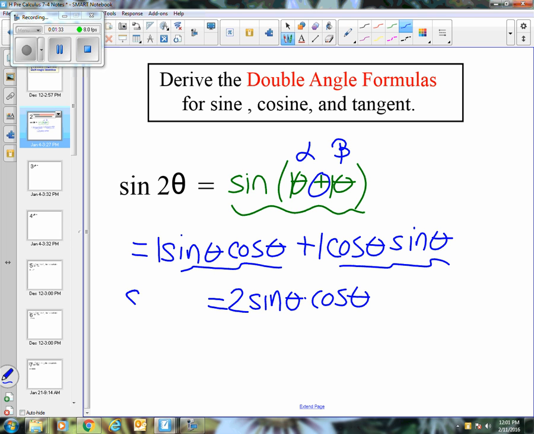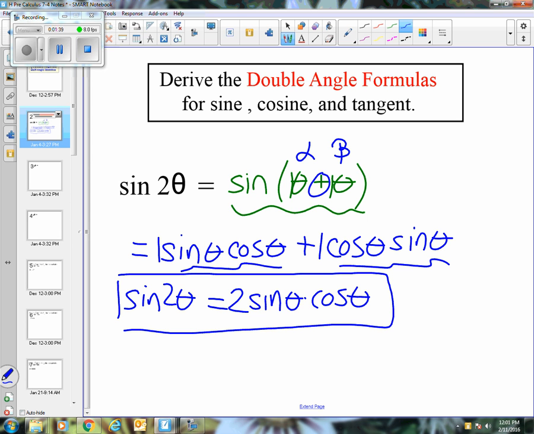All right, now with that sine double angle formula, if we know something about an original angle theta, I can use that information to help me figure out what twice the angle is. So we've got a great option. Check on your formula sheet and make sure you can find that under the double angle part.